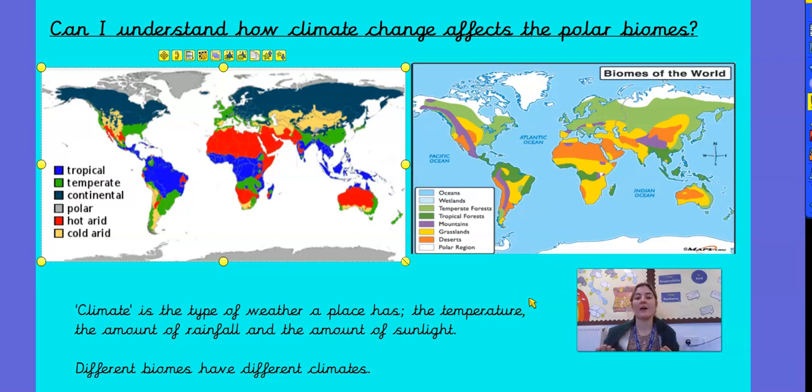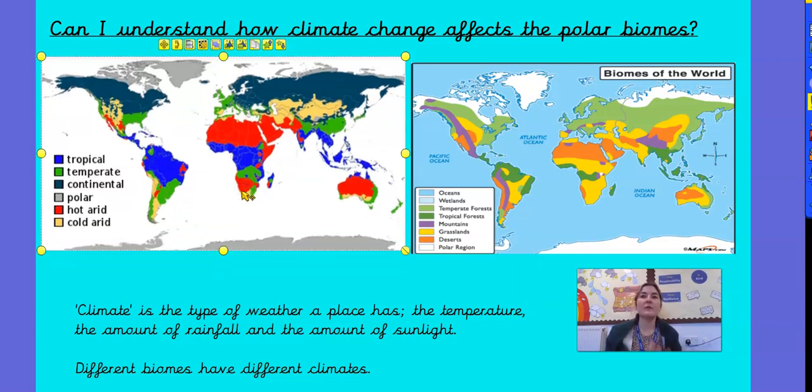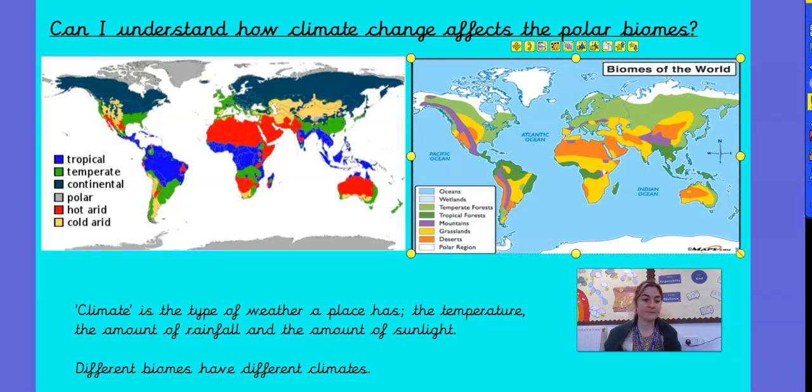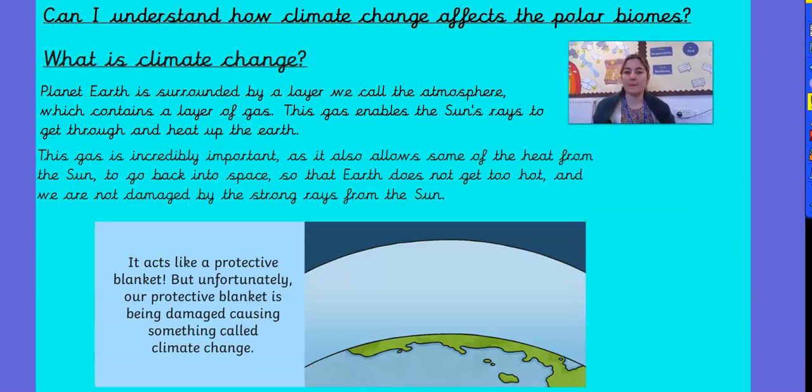So can you see how the climate and the biomes sort of go hand in hand? A particular biome has a particular climate. That also means that the animals and people that live there have grown to expect a certain weather from where they live, and they have developed and adapted to live in that environment. Climate change is sort of changing what the weather and the climate is like in different biomes. So it's almost changing the weather that they're used to.